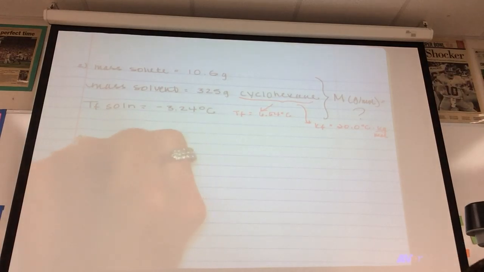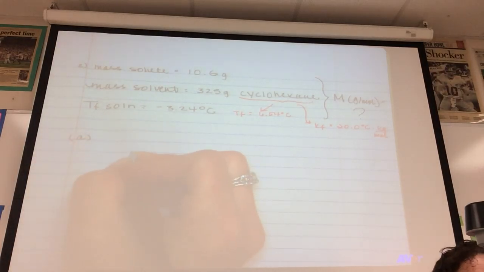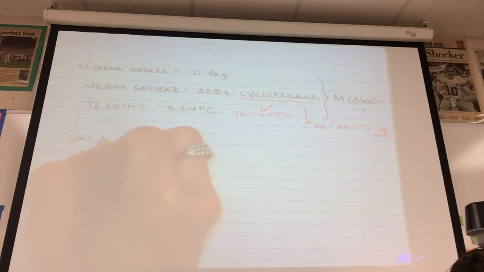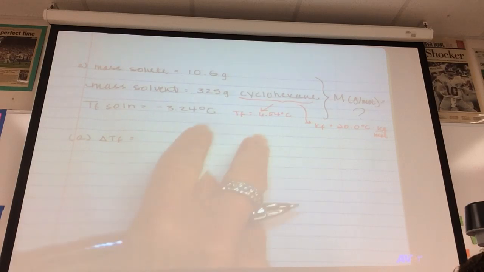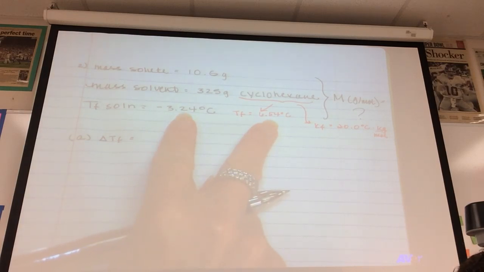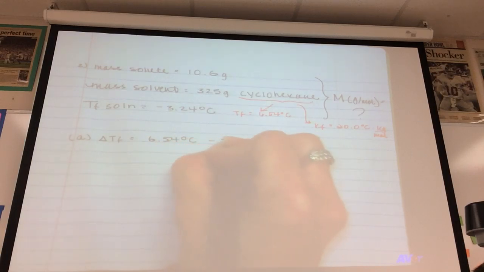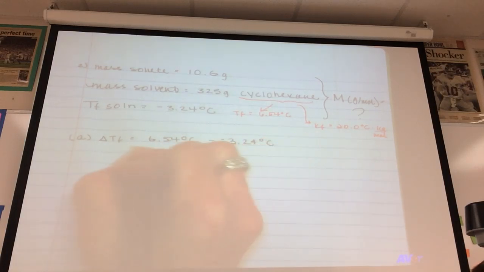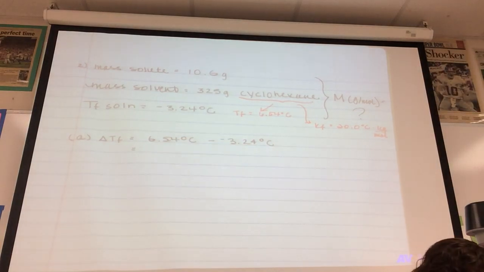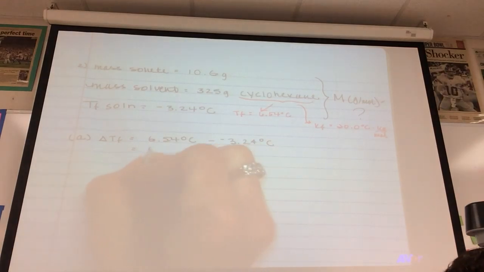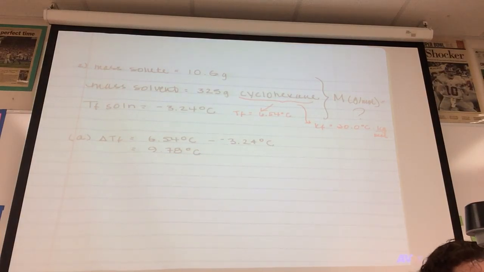What's step A? We're going to get the change in freezing point. And what will we subtract from what to get a positive delta TF? You got it. 6.54 degrees Celsius minus negative 3.24 degrees Celsius. And that's 9.78 degrees Celsius.